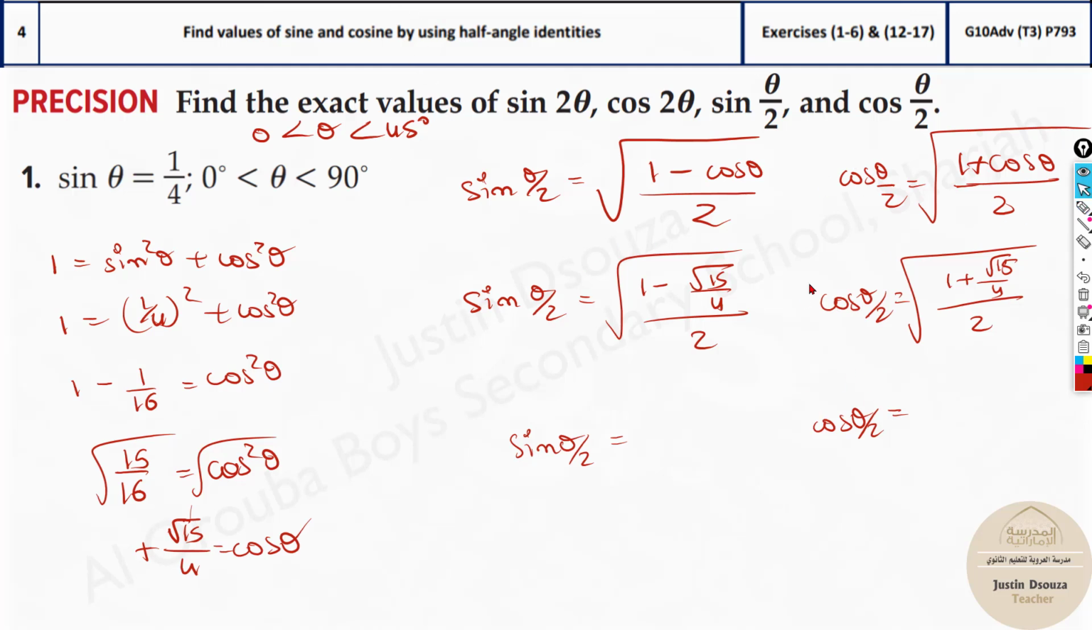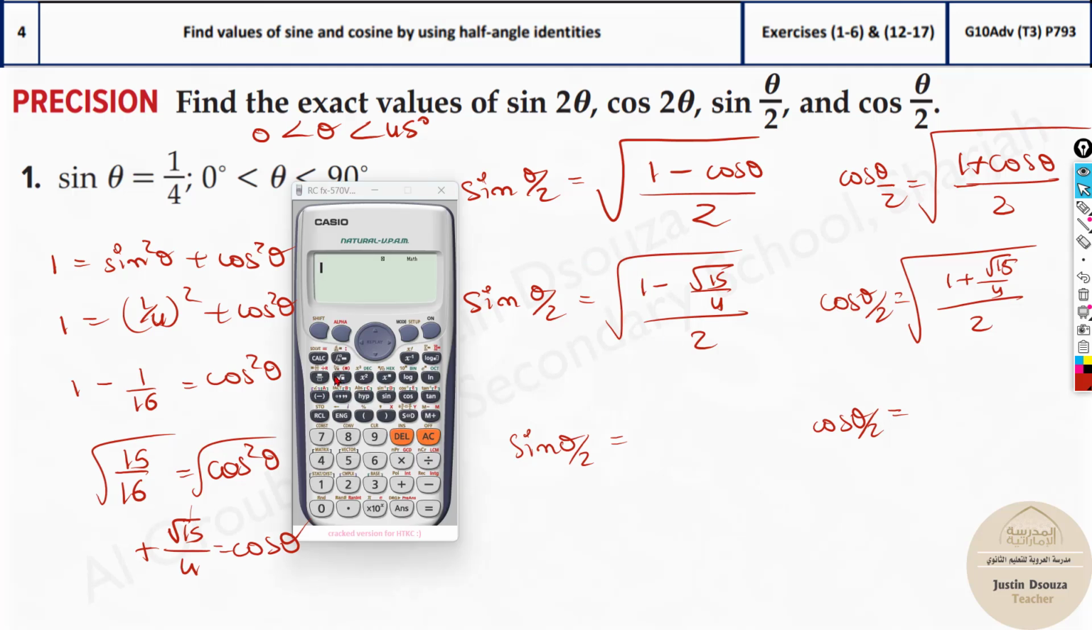Now we will use our calculators and solve this. Be careful when you substitute in the calculator. Put the square root symbol and then the fraction symbol, 1 minus, again a fraction symbol, square root 15 divided by 4, divided by 2. Now press equals and you get this answer. Write the answer: sine theta by 2 is 0.126. Over here, I will just change the sign and find it for cos theta by 2. It is 0.992. Both are positive because we are in the first quadrant itself.